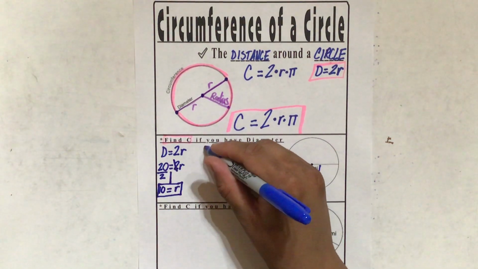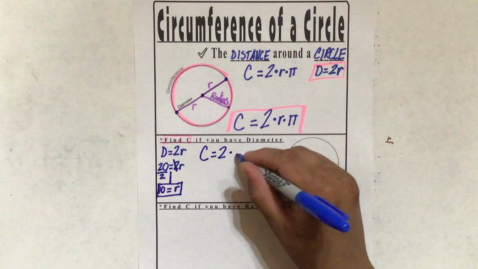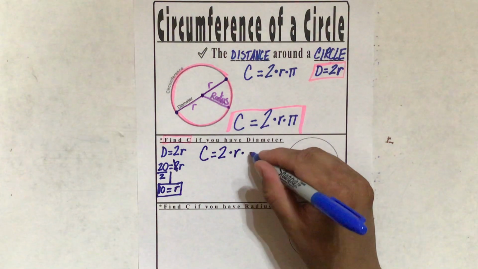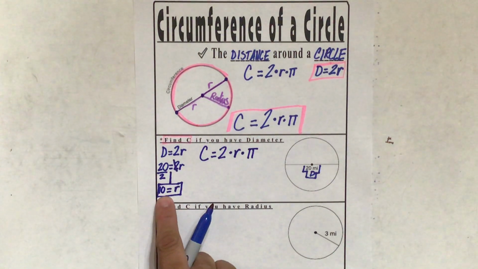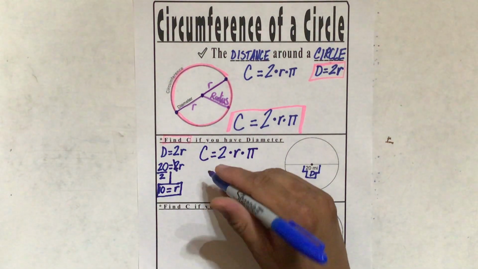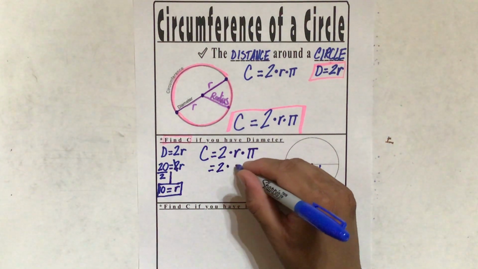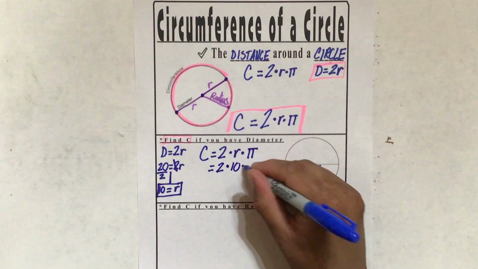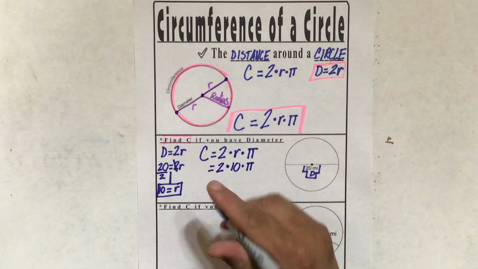So C is equal to 2 times r times pi. Now, I have r. I know what r is. How much is r? R is 10, right? So I'm going to substitute 2 times 10 times pi. 2 times 10 is 20.